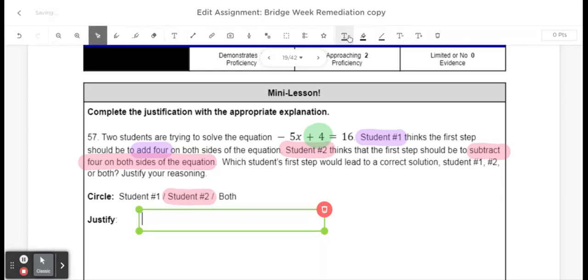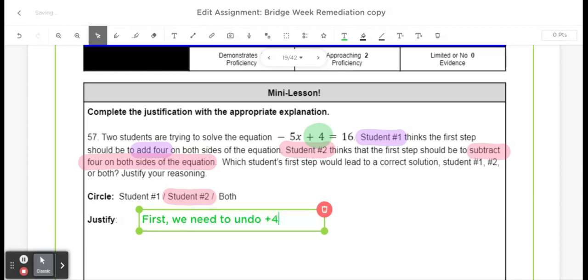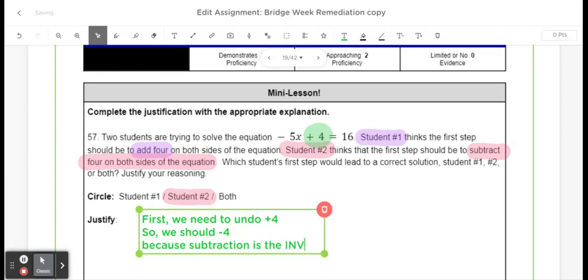So here's how we would justify our answer. We would say, let me back up. I would just say it like this. First, we need to undo the plus 4. So we should subtract 4 because subtraction is the inverse of addition.